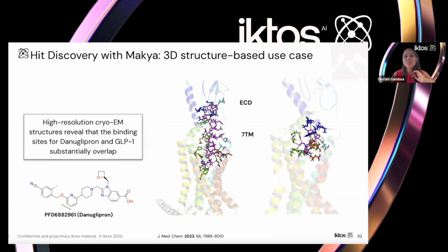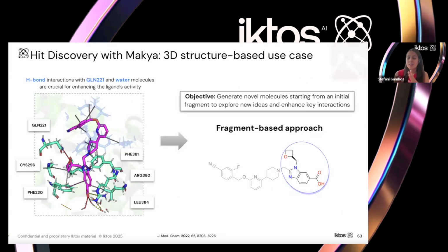So the initial success of danuglipron can be largely attributed to its ability to engage deep within the receptor binding pocket, specifically through water-mediated interactions with residues in the transmembrane region using the carboxylic acid. Also, the oxetane moiety forms important hydrogen bonds that contribute significantly to the compound's potency. So with this in mind, if we want to design new compounds using danuglipron as the reference ligand, it is crucial to retain both the carboxylic acid and the oxetane as starting points.